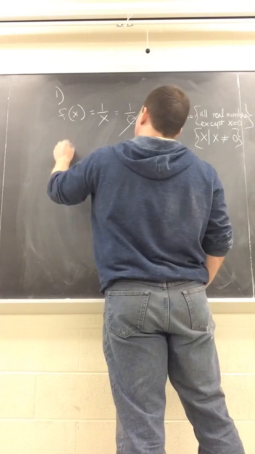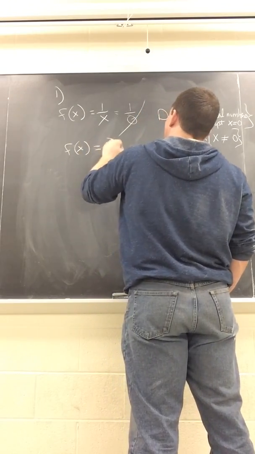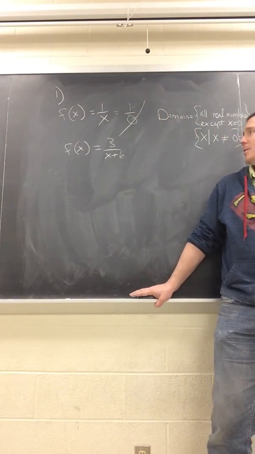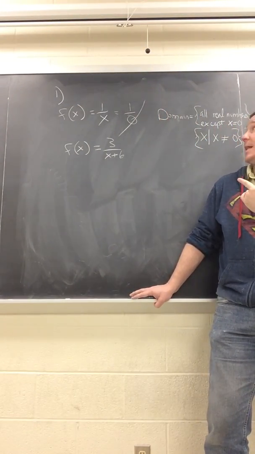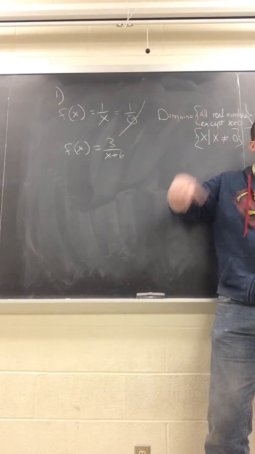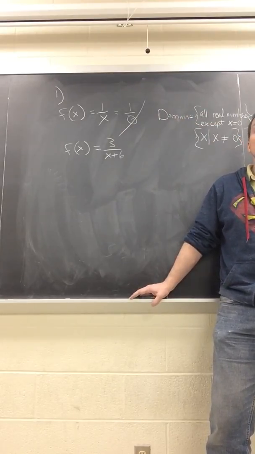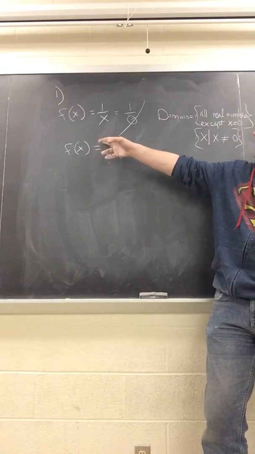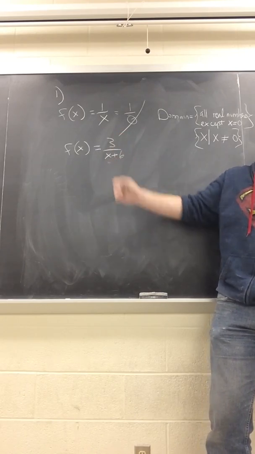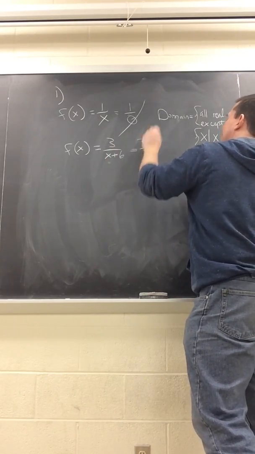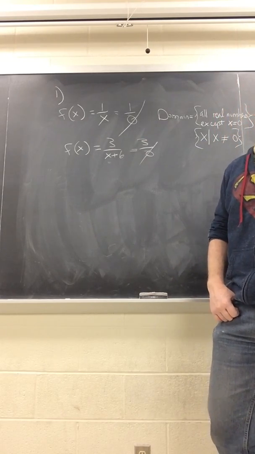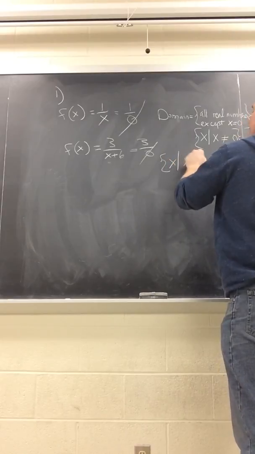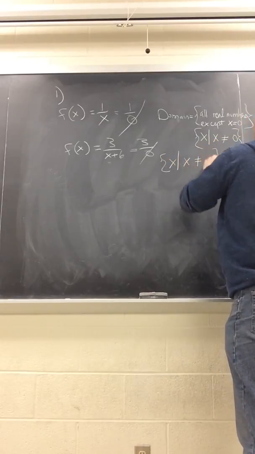Suppose we have f of x equals 3 over x plus 6. Here, if we plug in 0, like we did last time, we're completely fine. We get 3 over 6, which is a half. So 0 is in my domain. But there's still a problem. If I plug in negative 6, I get 3 over negative 6 plus 6, which is 3 over 0. And then again, we can't divide by 0 and we're out. So now my domain is the set of all x's such that x is unequal to negative 6.